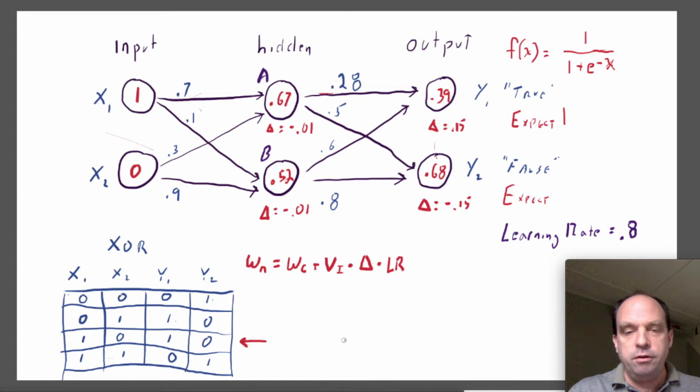And now we need to calculate the weight for the incoming node B into node Y1. Again, we'll start with a current weight of 0.6. We're going to add the value of the incoming node, which was 0.52. We're looking from Y1, backing up. Remember, this is back propagation.